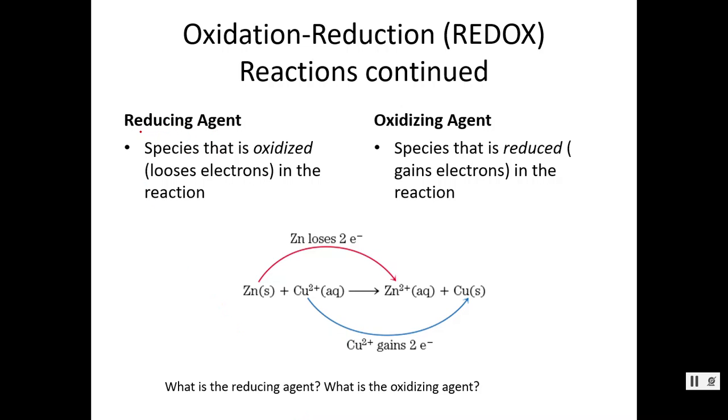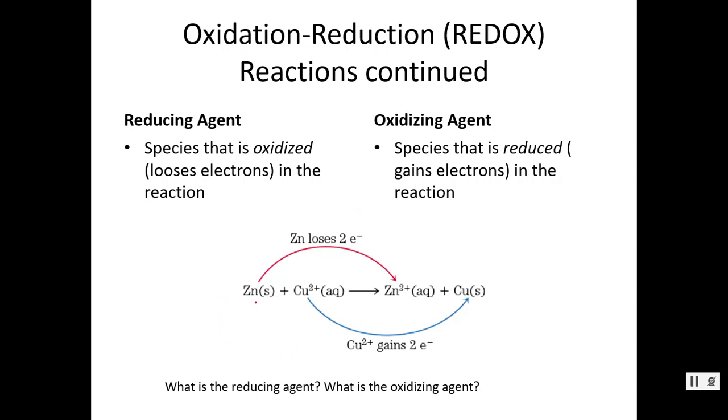What that means is that if it's a reducing agent, that species is reducing something else and becoming oxidized in the process. Similarly, oxidizing agents are the ones that are reduced. They are oxidizing something else and in the process are being reduced. So the species that is reduced is the oxidizing agent.